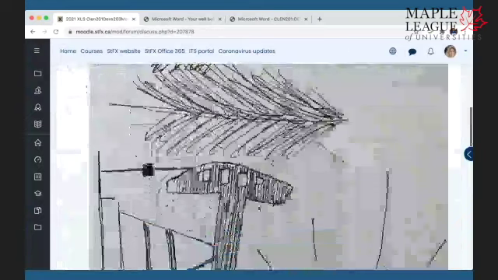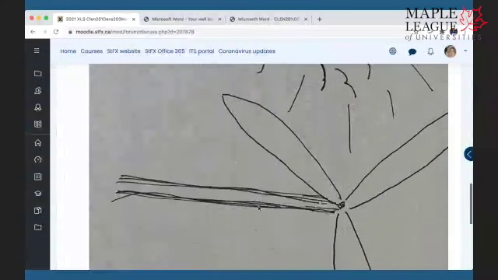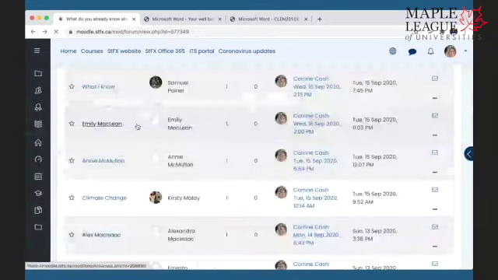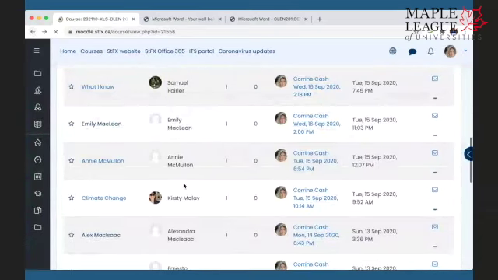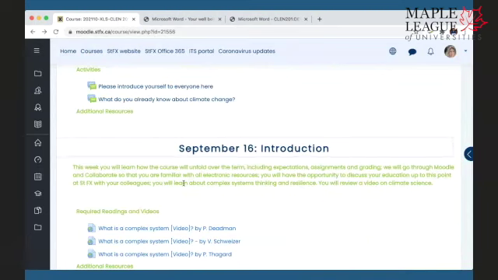So here's a picture that one of the students posted. She's really interested in food security and agriculture. I tried to respond to each of them and take into account what they know. That was really interesting because it allowed us to get to know each other before class started.